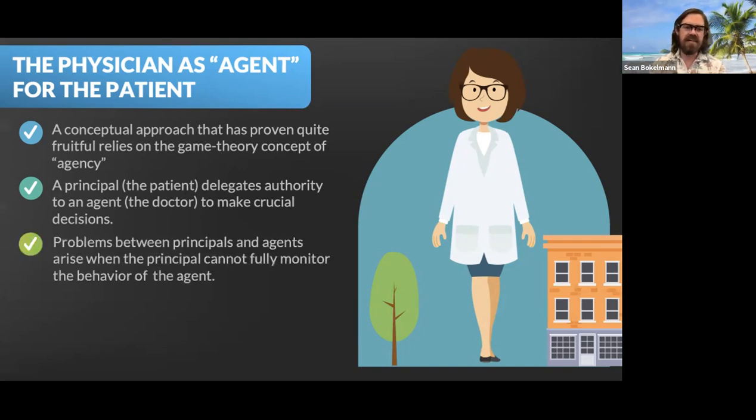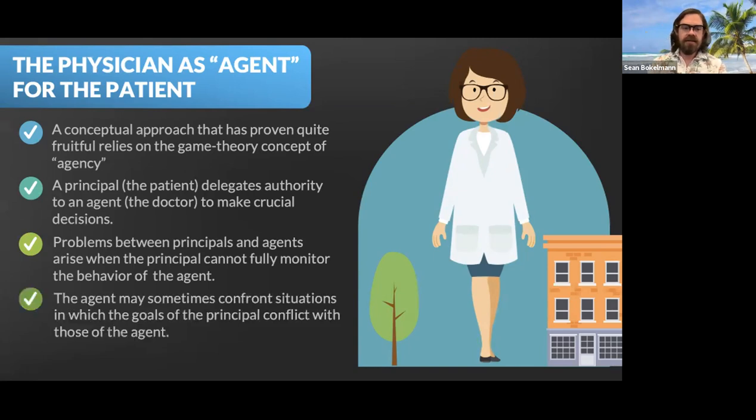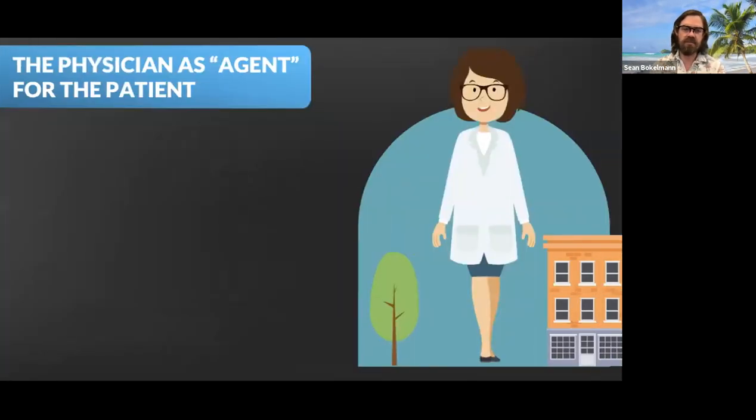So that's the main issue here, is that principals and agents have different incentives, and on top of that, the principal cannot fully monitor the behavior of the agent, right? And so the agent might sometimes confront situations where the goals of the principal are in conflict with the goals of the agent. And this is pretty common. It's a very common problem in economics.